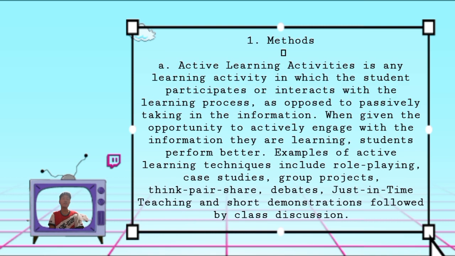1. Methods. A. Active learning activities is any learning activity in which the student participates or interacts with the learning process, as opposed to passively taking in the information. When given the opportunity to actively engage with the information they are learning, students perform better. Examples of active learning techniques include role-playing, case studies, group projects, think-pair-share, debate, just-in-time teaching, and short demonstrations followed by class discussion.